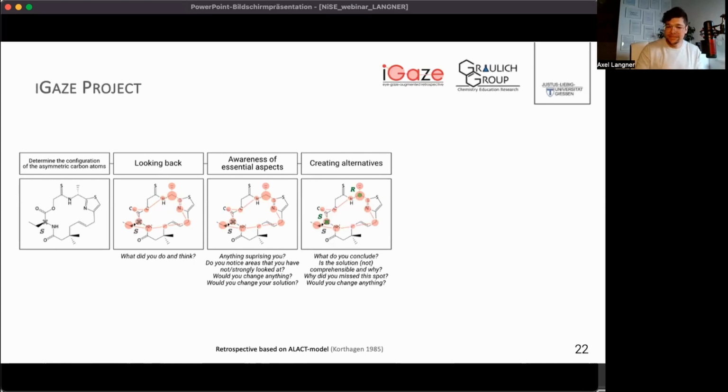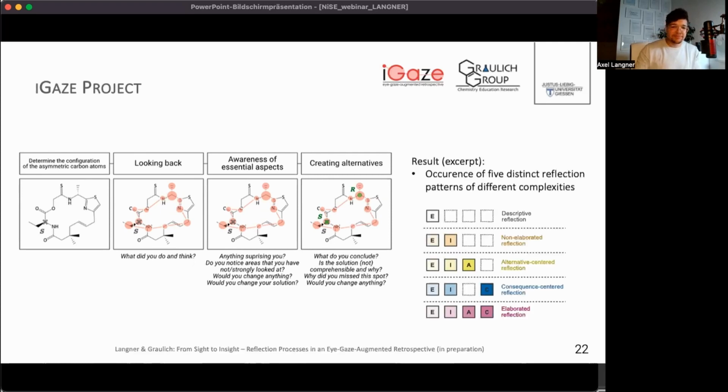In the subsequent and final phase, we showed them the task solution and asked them, hey, what did you conclude? Why is it like this? Can they explain it? Why did they miss a spot, for example? And also, would they draw consequences? Would they change something for future problem-solving situations?